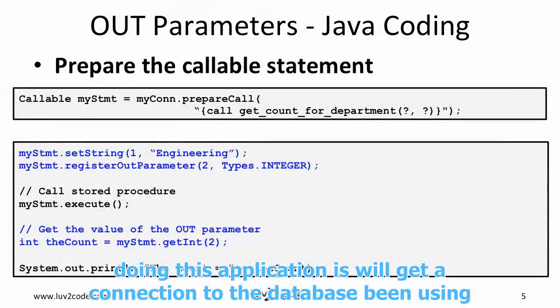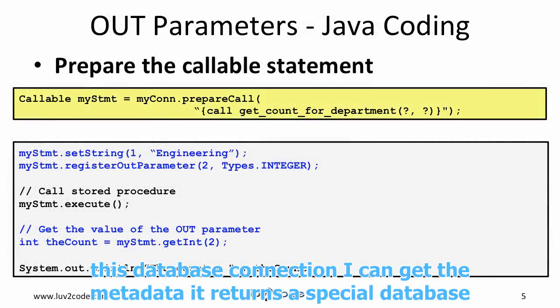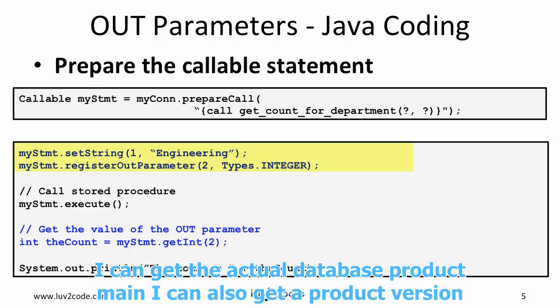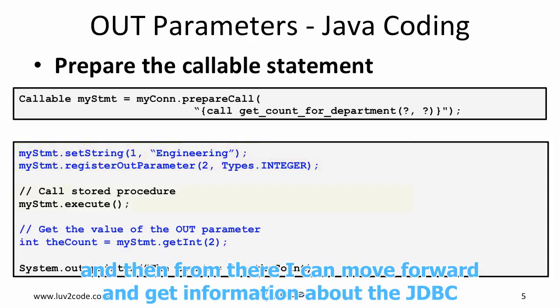To use out parameters, we prepare the call as before, using a question mark as a parameter placeholder. We set the first input parameter as the name of the department. Next, we register the second parameter as an out parameter. Since the store procedure will return the out parameter as an int, we make use of Types.INTEGER. The Types interface is defined in the java.sql package. Then we execute the store procedure.